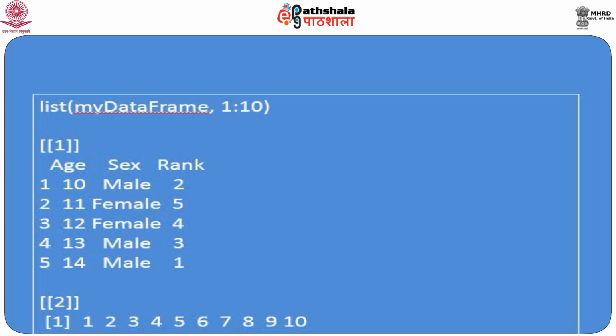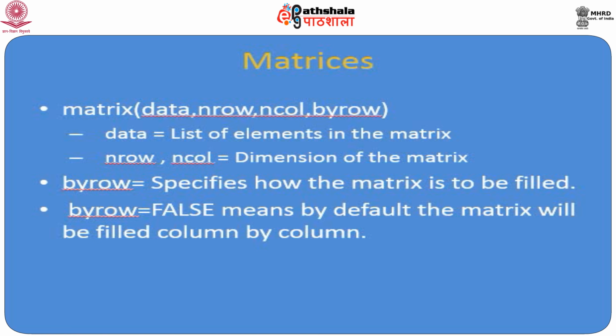The next data type is a matrix. This is the syntax of it, and you know that you can also find this by typing a question mark then matrix. Here data is a list of elements in the matrix, and ncol and nrow denote the dimension of the matrix. We had come across it previously as well. byrow specifies how the matrix is to be filled. byrow equal to FALSE means by default the matrix will be filled column by column. The elements of the matrix will be taken column by column.